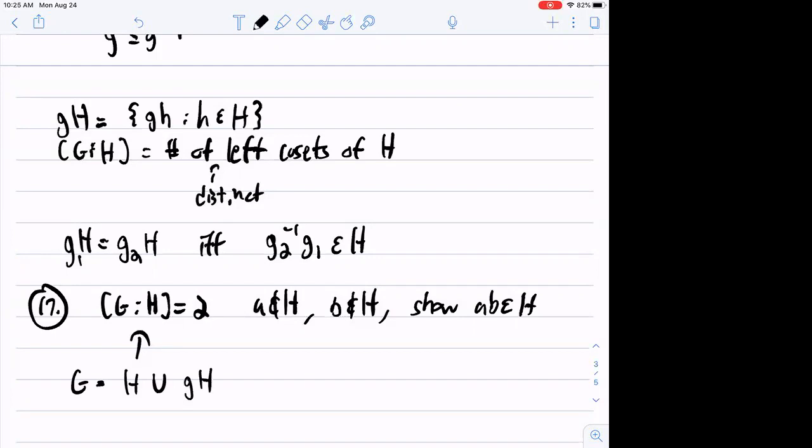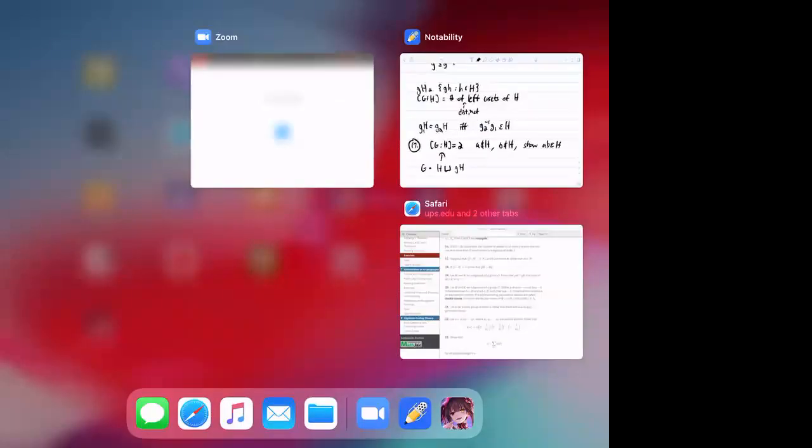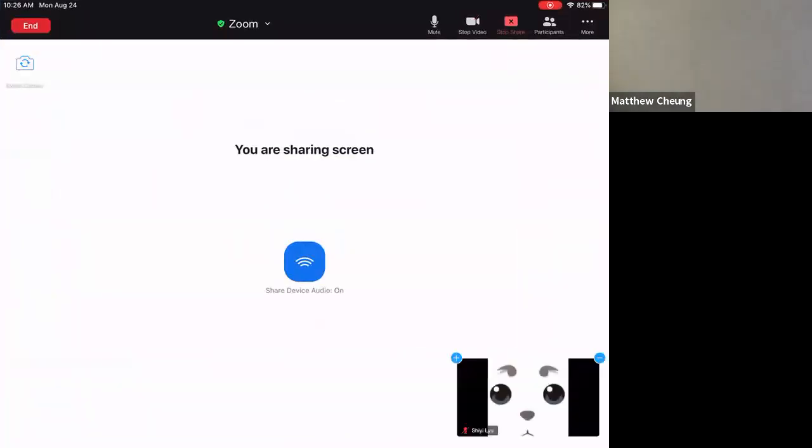H itself is the identity coset. And then we only have 2, right? So G is H union, they're disjoint, so let me do disjoint union, right? Since they partition G. So I could write it like this because there's 2, right? So if it's 3, then it's H disjoint union G1H disjoint union G2H, and so on and so forth. Okay. Is everyone following so far?